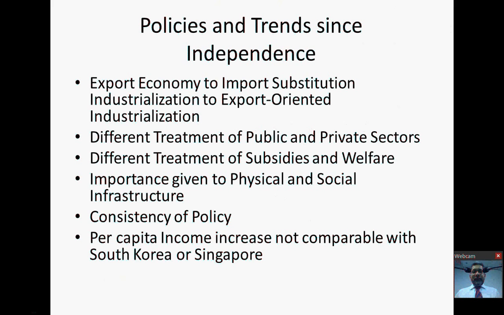Those changes we saw. And also the first bullet point here: when economies open up, the governments give more importance to export oriented growth. When the economy is closed up, the government gives more importance to import substitution industrialization.